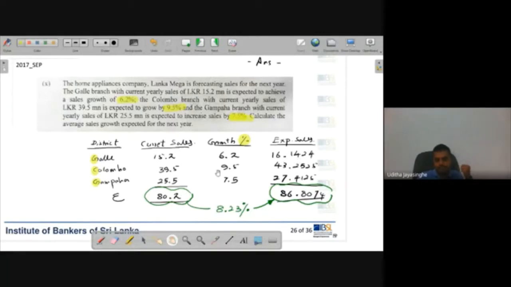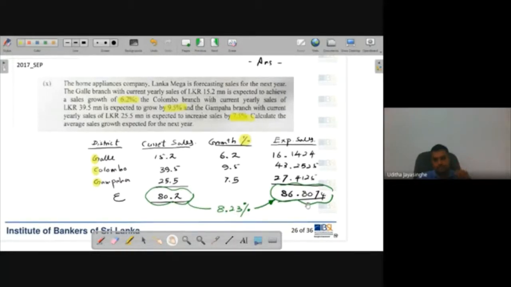Similarly, for another increase, 39.5 into 1.095. Careful with the calculator. Sometimes instead of 1.095 you may just put 1.95. That's a 95% increase, but it's a 9.5% increase. So that means 1.095. Then these numbers flow into 43.25 something and 27.41. When you take the total of these three districts' sales, you get the expected sales for the next year. The comparison of 80.2 versus 86.8074 tells you that this is an increase of 8.23%.